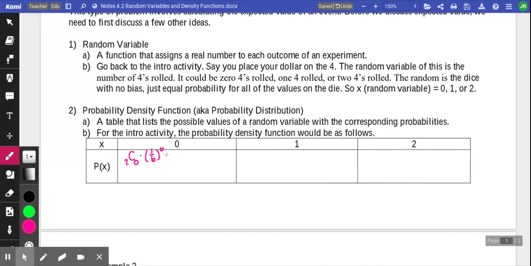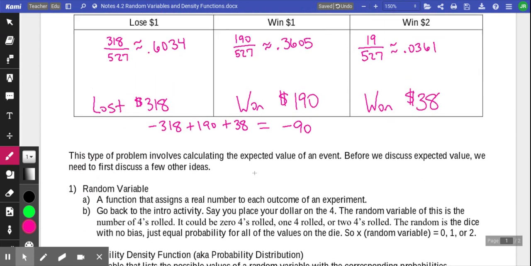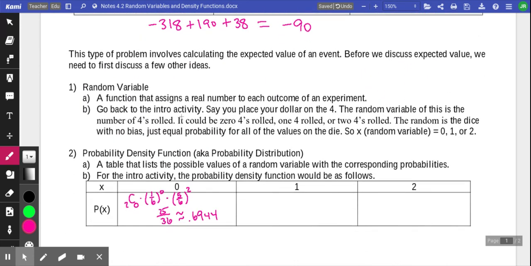You raise that to how many successes there are, times the probability of a failure, which would be the complement, which would be 5 out of 6, and then raised to how many of those failures we have. So this is saying we don't match either of our dice, so this would be 5/6 to the 2nd power. Feel free to use a calculator, but that would give us 25 out of 36, which is approximately equal to 0.6944. Pretty close, actually, to what we had in our experimental probability.